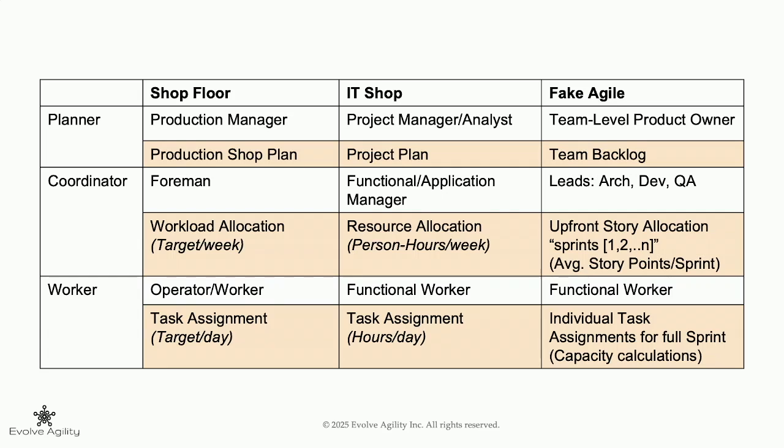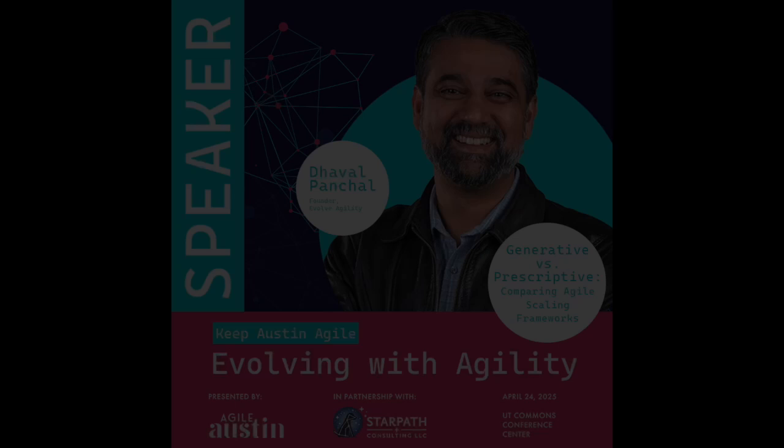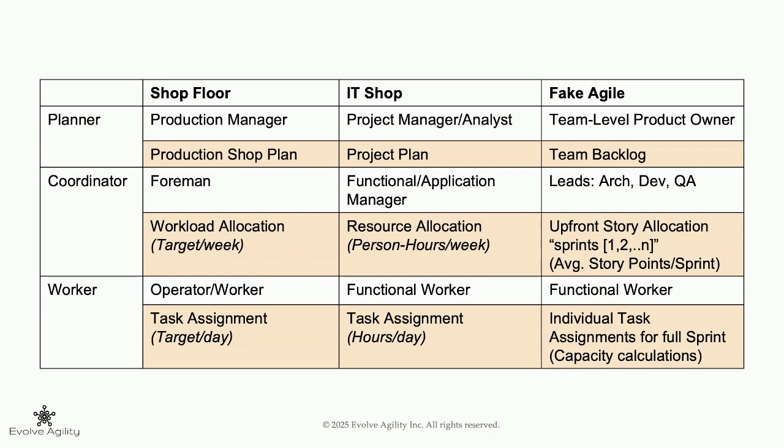Now in fake Agile, what this looks like is you now have a team level product owner who has a team level product backlog. The leads inside the team do upfront story allocation for multiple sprints or for the single sprint, identify the task, assign those tasks to the individual resource so we can fill in the capacity that you have. Notice how at the shop floor, you ask for vacation schedules so you know when someone's going to be available to operate the machine. We do the same thing in an IT shop.